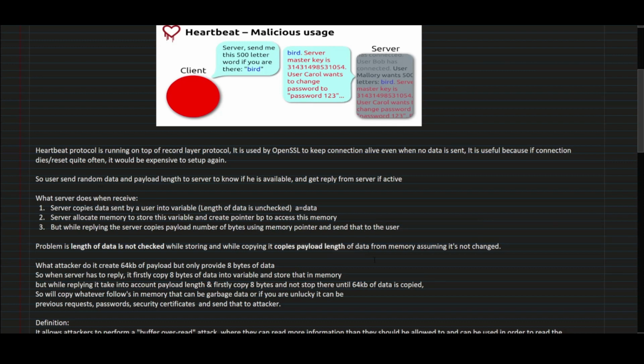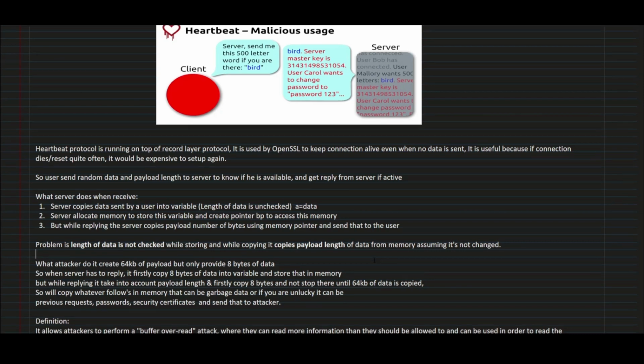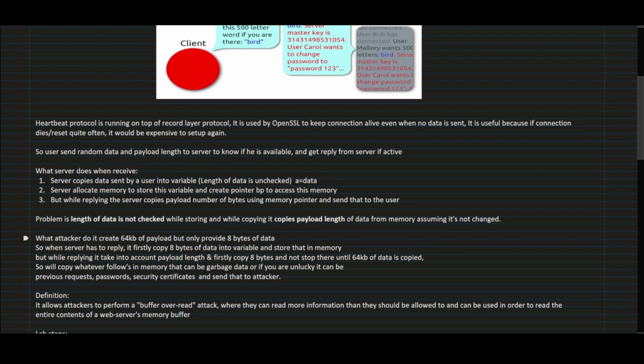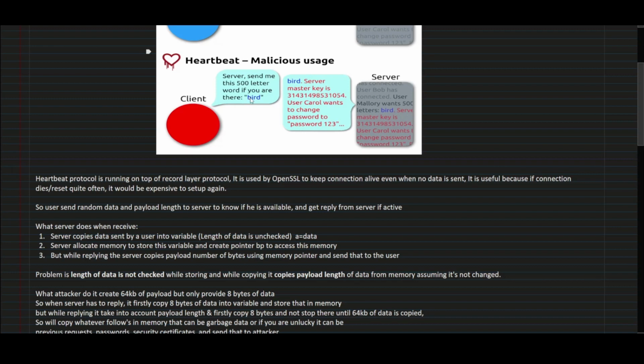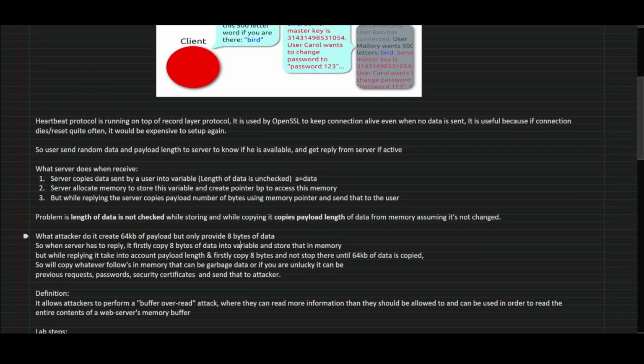But if the sender has sent a malicious packet mentioning more payload bytes than the actual content, then other content present in the garbage area or the memory buffer will be sent to the attacker. So what will the attacker do? The attacker will send a 64 kilobyte payload length but only provide 8 bytes of data. He sends a large payload length but provides little data. Like in this case, he has provided only a 4-letter word but sent the payload length equal to 500. So the attacker gives a payload length of 64 KB but provides only 8 bytes of data.